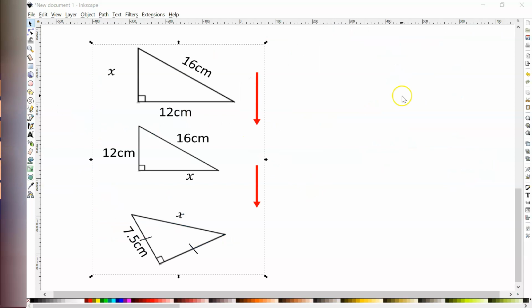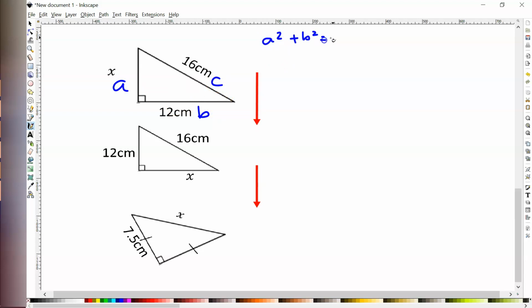And here's another set of questions. You may want to pause, have a go at this yourself. I'll just continue with my explanations, but you can pause at any time, just come back to it later. Okay, so let's start with labeling the sides. So we have our A, B, and we have C. The formula we had was A squared plus B squared equals C squared.